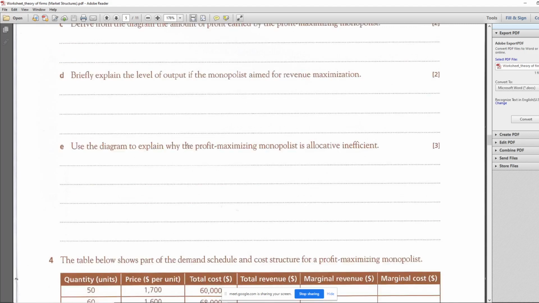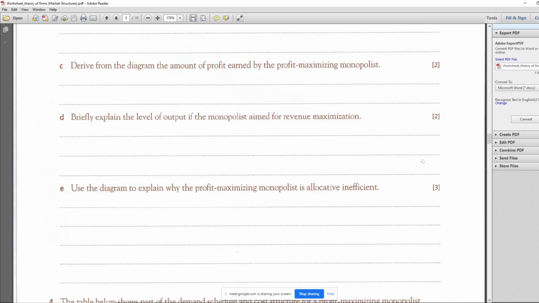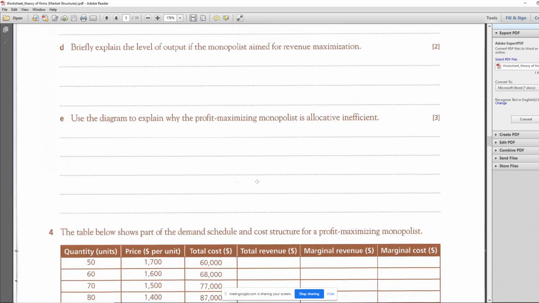And what about question E? Explain why the profit maximizing monopolist is allocative inefficient. Why is that? Can you quickly explain it? This one could be a little bit more complicated. So how do you explain it?